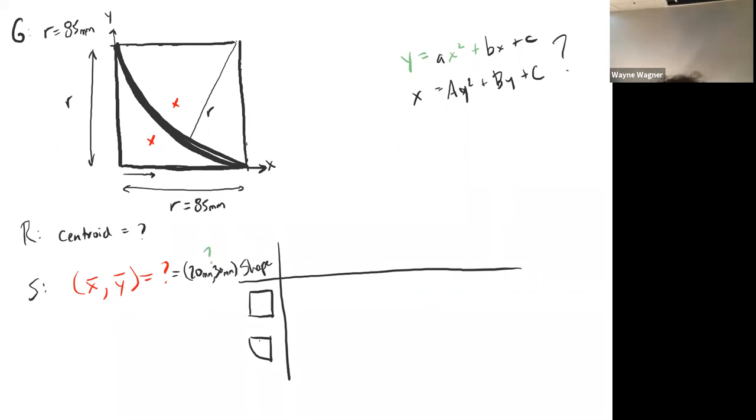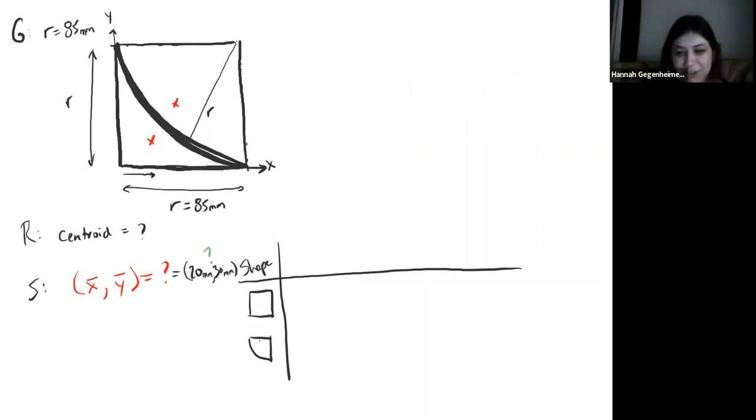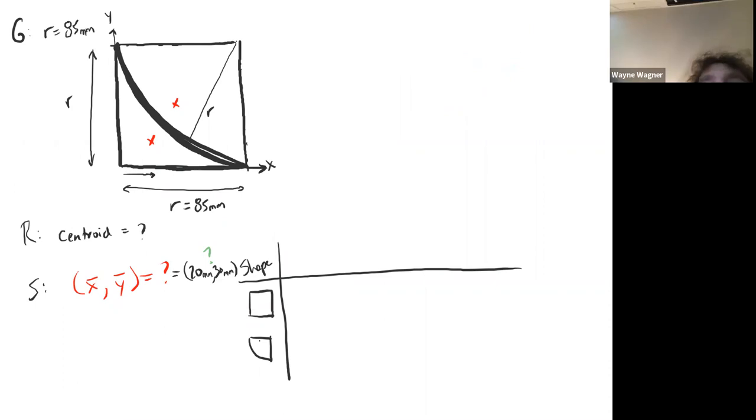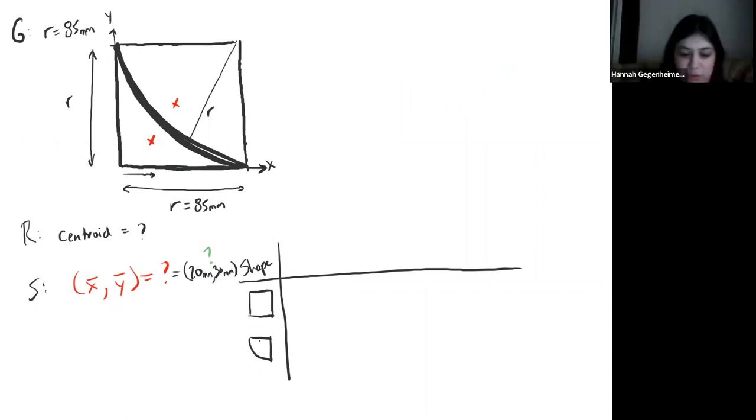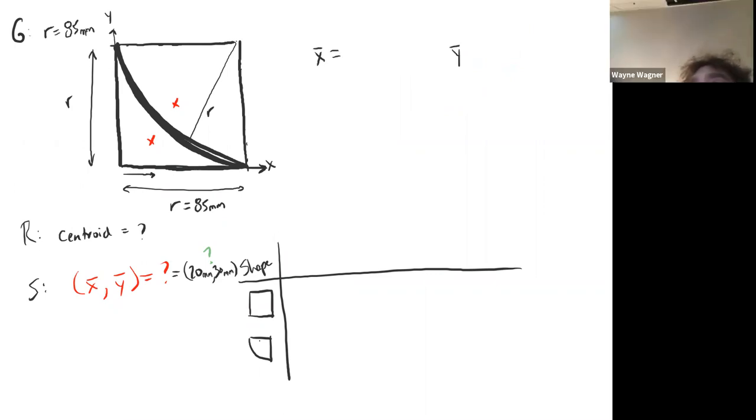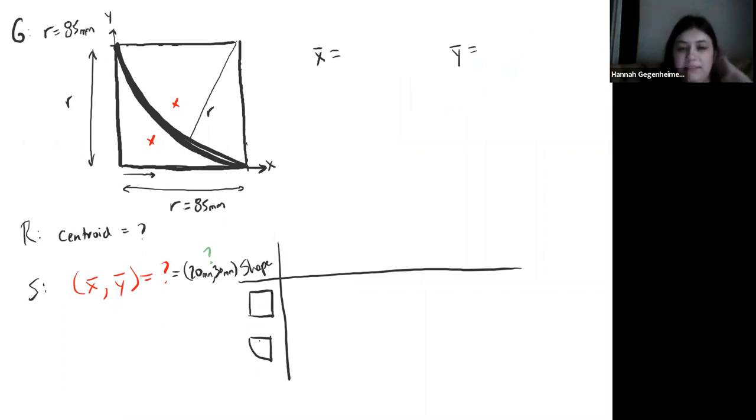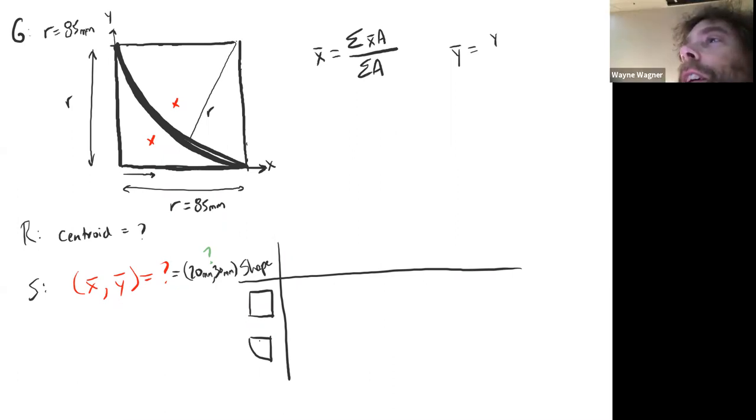So how do we get a centroid? Do you remember the formula? Equations on the chart. What's the equation for X bar and Y bar? It's the sum of X bar times A over the sum of just the area, right? Yep, you got it. And Y bar is basically the same, except with Y's.